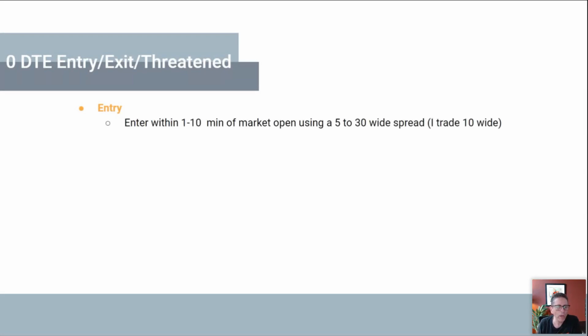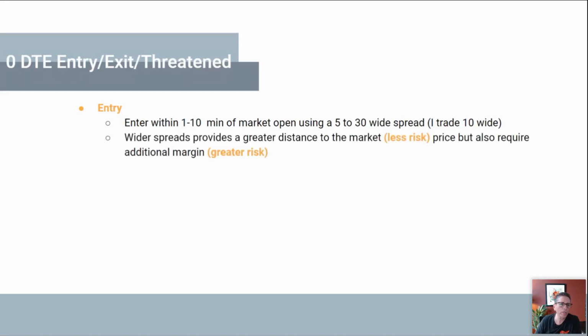Okay, so I always get into the position between 1 to 10 minutes using a 5 to 30 wide spread. I trade 10 wide, right? So that's what I do, and we'll look at why I do that. Wider spreads provide a greater distance to the market. That's basically less risk, but it requires additional margin to spread out your positions. I always use 45 to 70 cents when I decide on the premium that I'm going to use. It's usually around 55 or 60 cents.